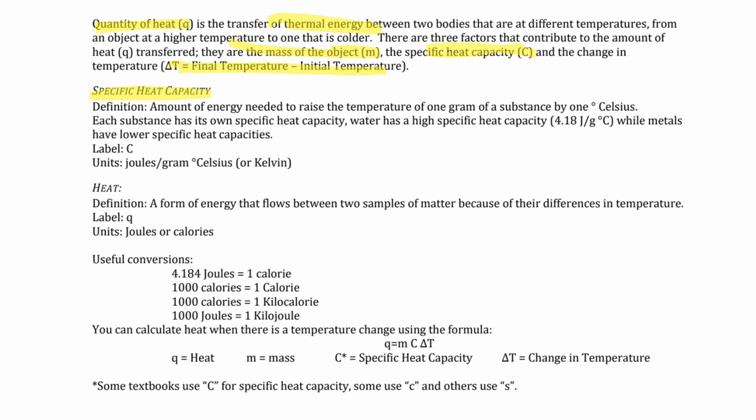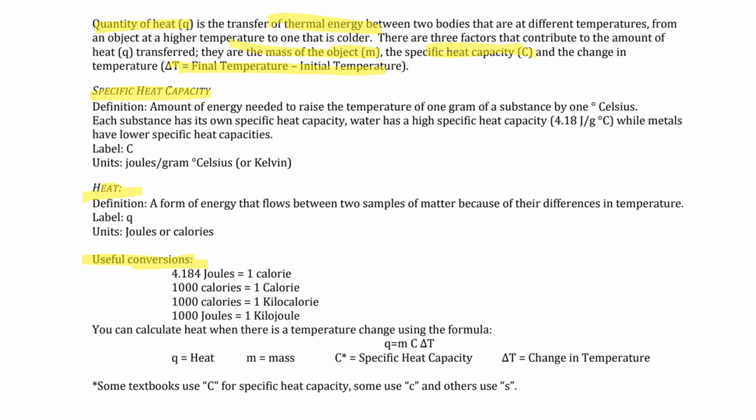So important unit conversions to look at. 4.184 joules equals 1 calorie. 1,000 small calories is 1 big calorie, or 1 kilocalorie. 1,000 joules is 1 kilojoule. This should be familiar for you if you did physics.